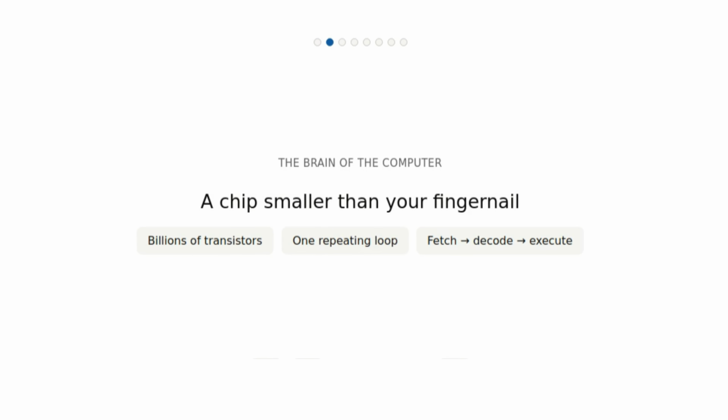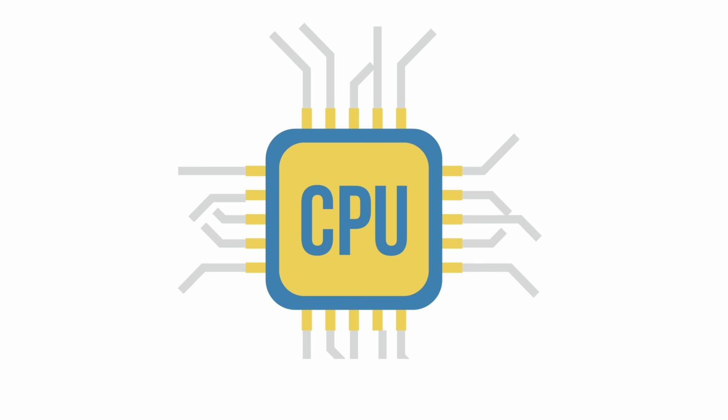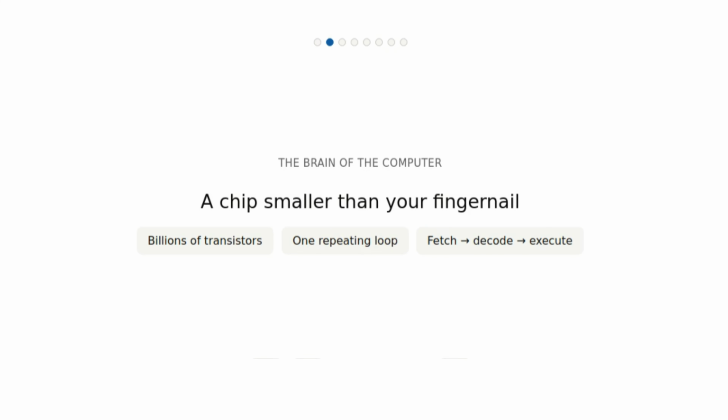The CPU, the central processing unit, is the brain of your computer. It's a tiny chip, smaller than your fingernail, packed with billions of transistors. But everything it does, no matter how complicated it looks on your screen, breaks down into one repeating loop called fetch, decode, execute. Let's walk through each stage.